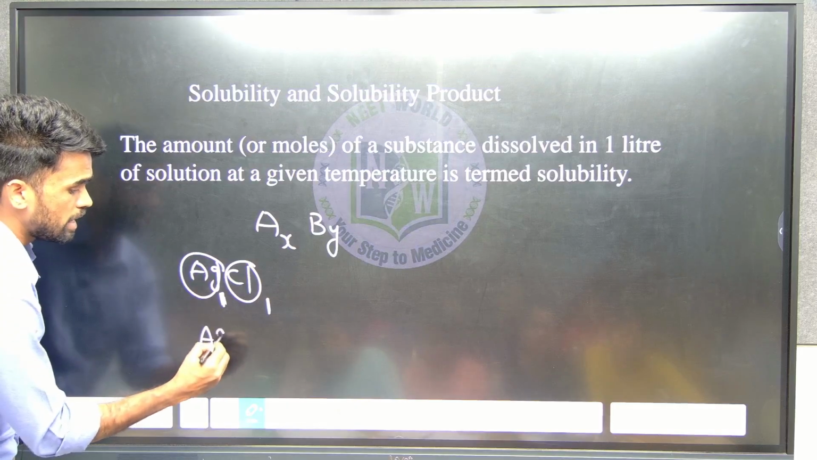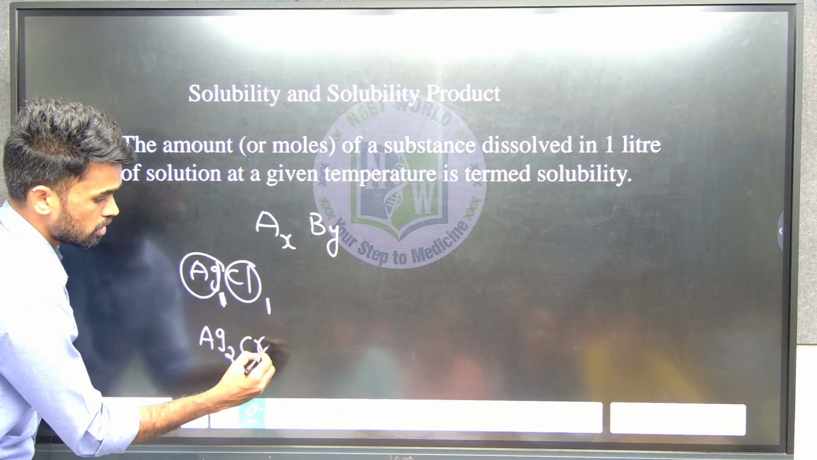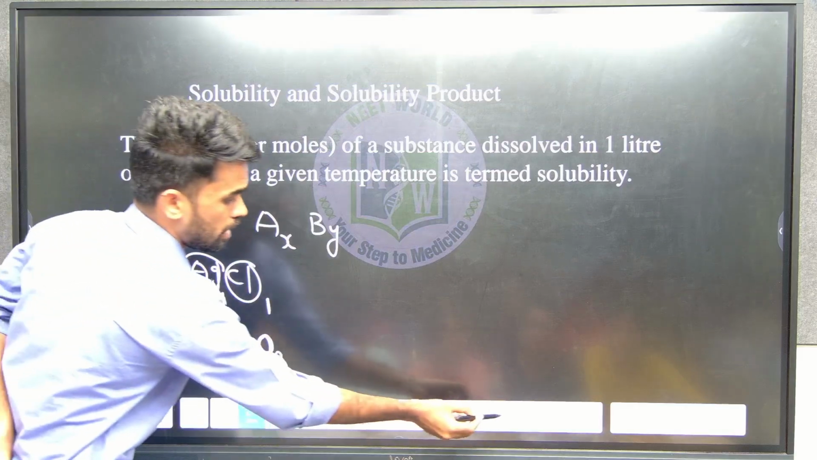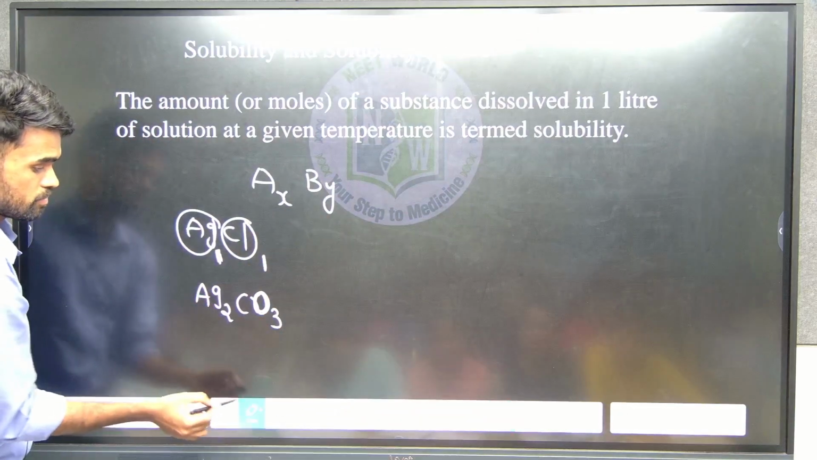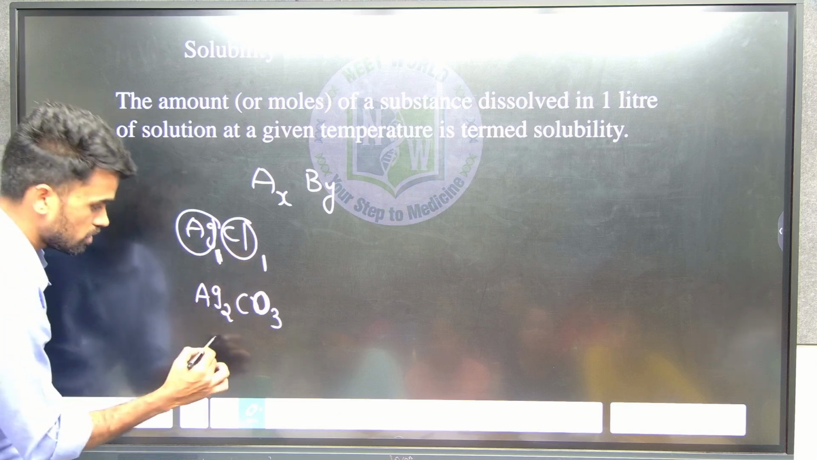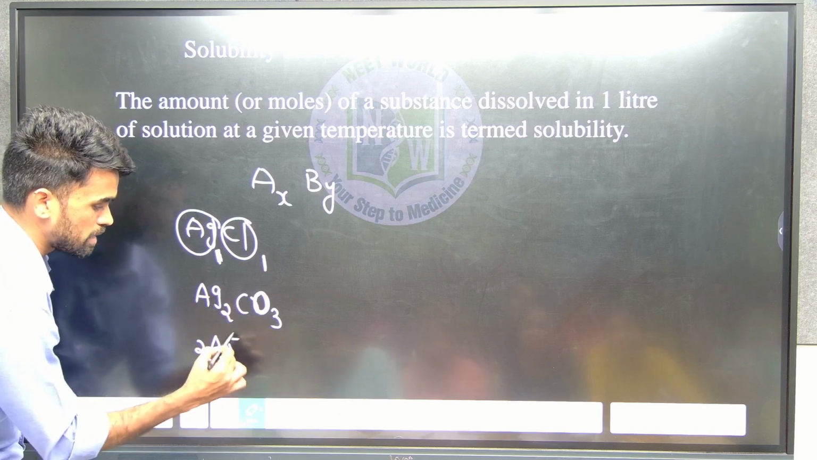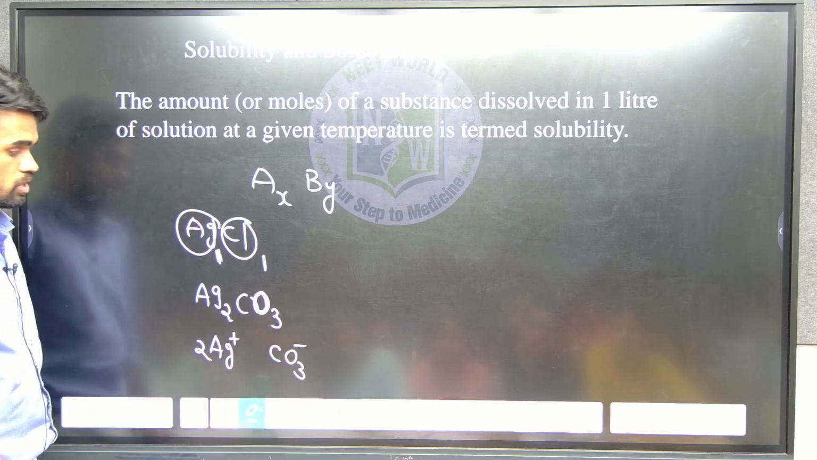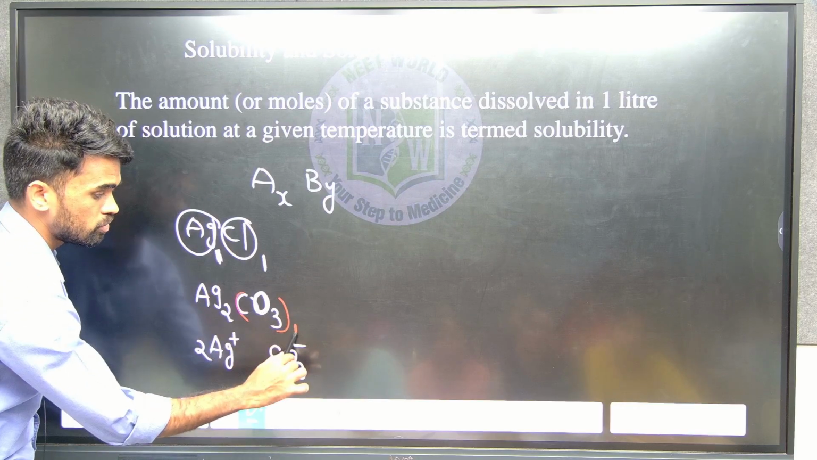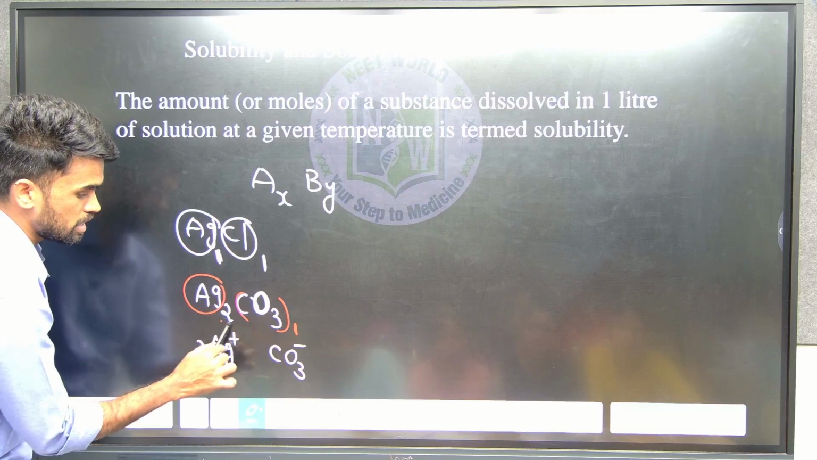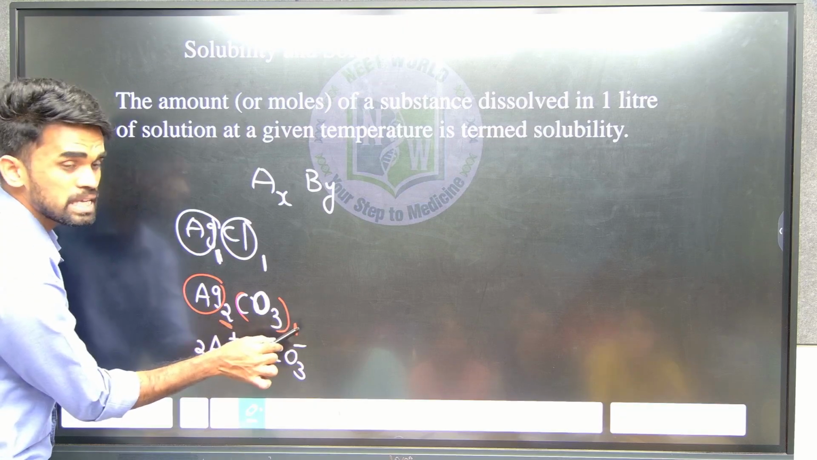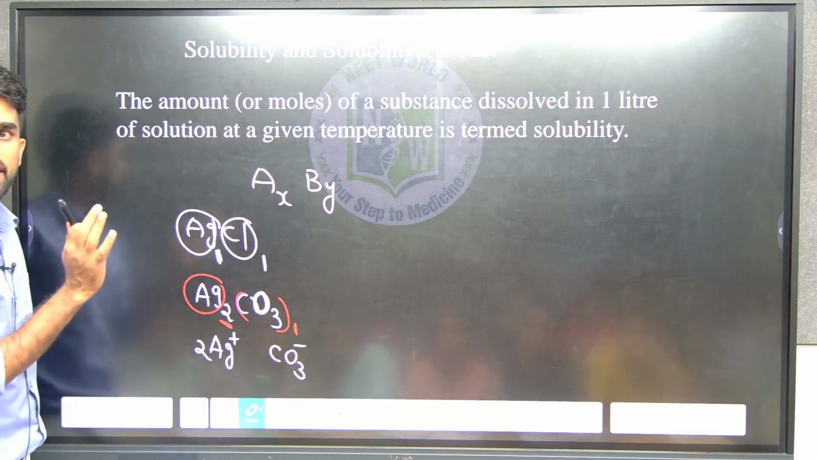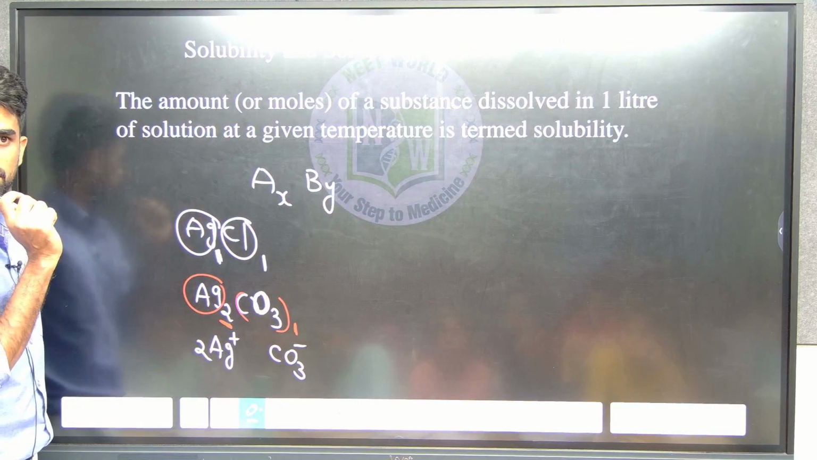Like that, Ag2CO3 is there. So now what are the X and Y values, you tell me? 2 Ag plus ions are there, 1 carbonate ion is there. So here what is the number we have? 1. For this what is the number we have? 2. X is 2, Y is 1. Like that I am generalizing all the salts like this, AxBy. Getting what I am saying?